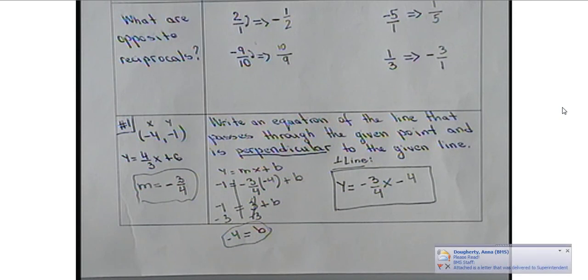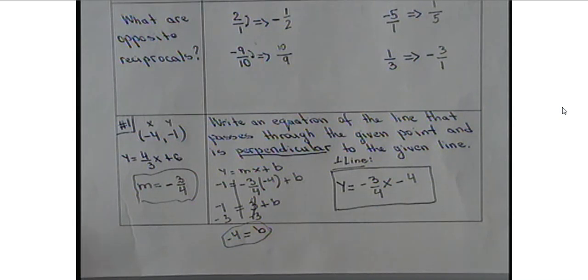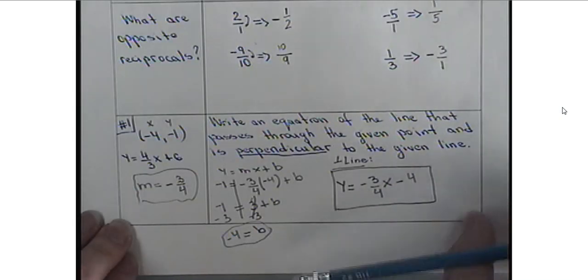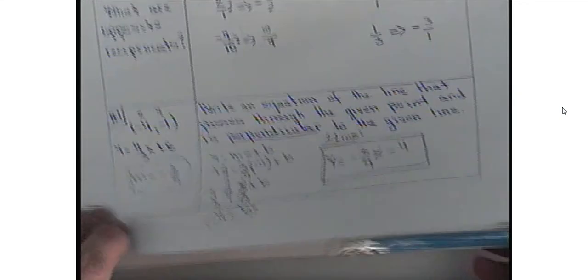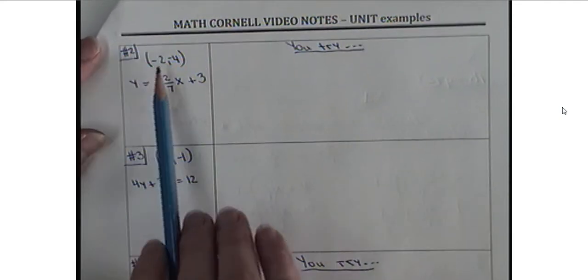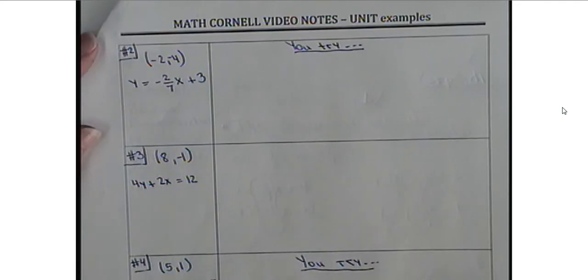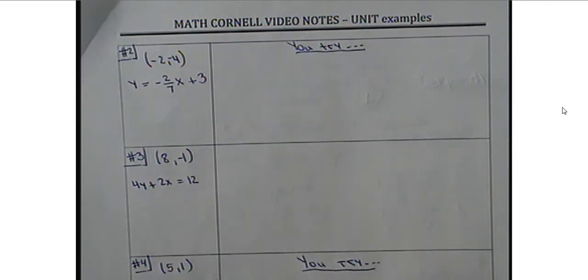Alright, we're going to move to the next one, and the next example actually will be your try. So if you follow the notes and go ahead and copy this down: point of -2 and -4, equation y equals -2 over 7x plus 3. Please take a moment to pause the video and continue the work. Alright, back to the video.